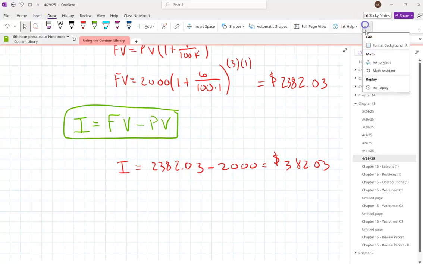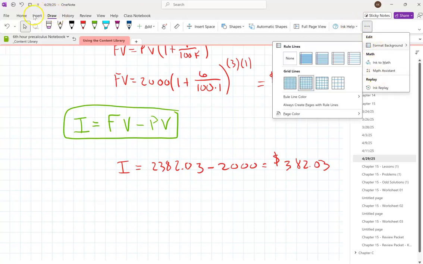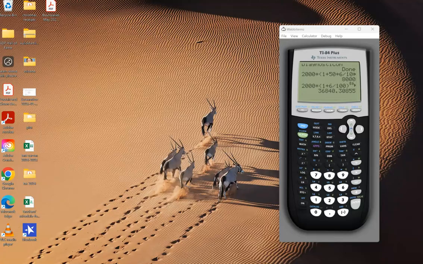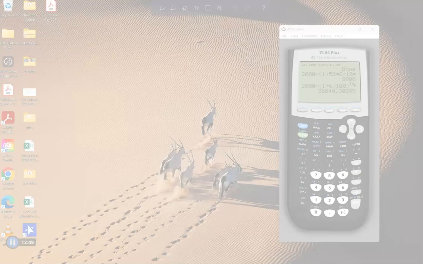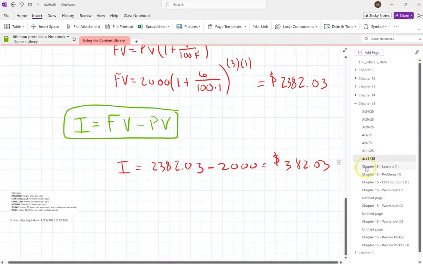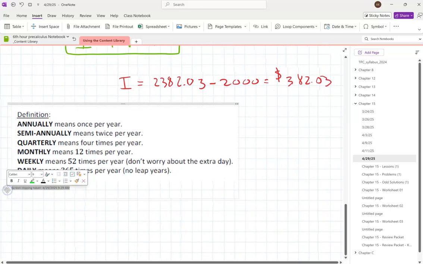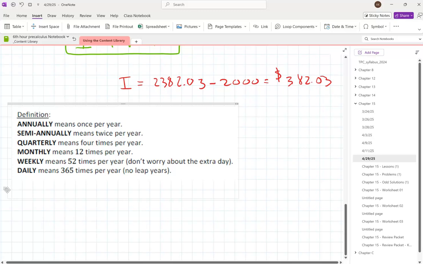Let me drop this in here real quick. We said this in Word, aloud, but I'm going to just drop it in here so it's in here. So when we talk about our Ks, these are your common words that we'll use to hide our Ks. Annually 1, semi-annually 2, quarterly 4, monthly 12, weekly 52, daily 365.